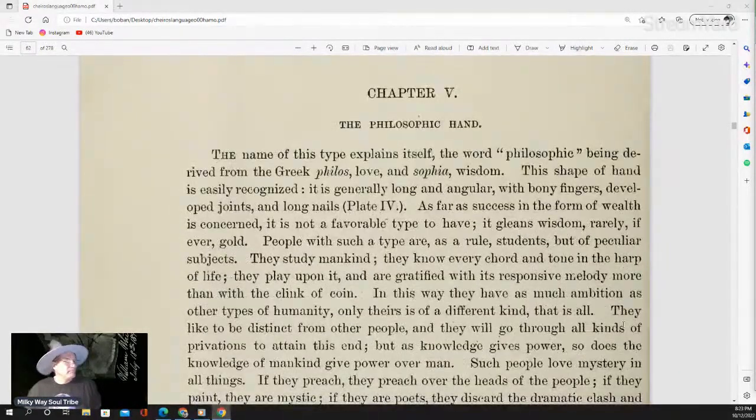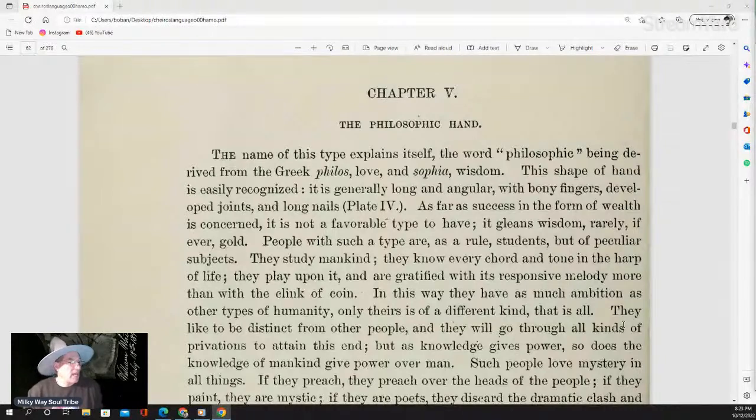Well, look at that. The philosophical hand. Well, now that you know all about the square hand, now we're going to look at the one with the spaded fingers. Now we're going to go to the philosophical hand. The name of this type explains itself, the word philosophical being derived from the Greek philos, love, and sophia, wisdom.